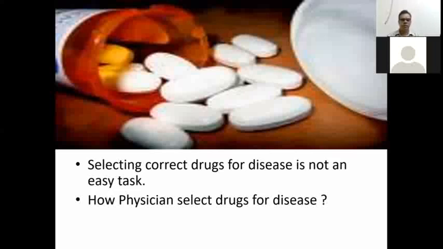Selecting the correct drug for a disease is not an easy task. We can select the drug for a disease only if we have full knowledge of all the parameters like efficacy, safety, cost, and convenience. So how do physicians select the drug for a disease? They keep these in mind and select the drug, but they are not quantifying. They are not working in quantitative terms. How many points will they give this drug for different parameters like efficacy, safety, cost, and convenience?